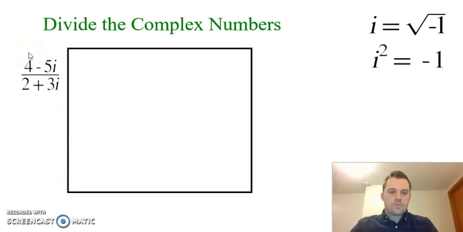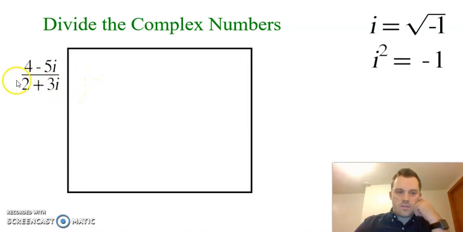Dividing, similar to not having a radical in the denominator, we don't want an imaginary number in the denominator. So how we can get rid of that is by multiplying by the conjugate. And the conjugate is this same complex number, but minus. So it's actually a difference of two squares.